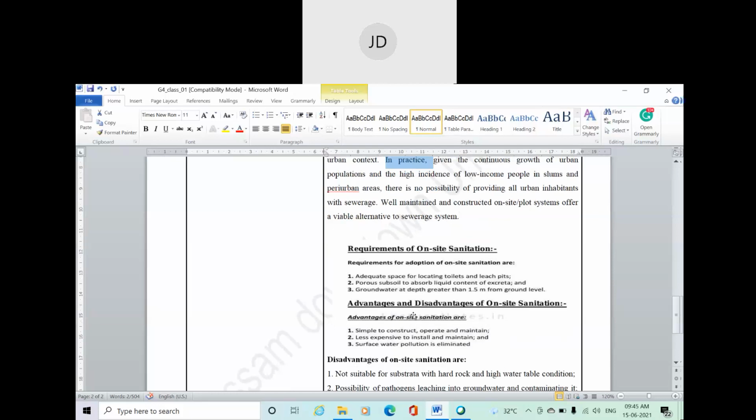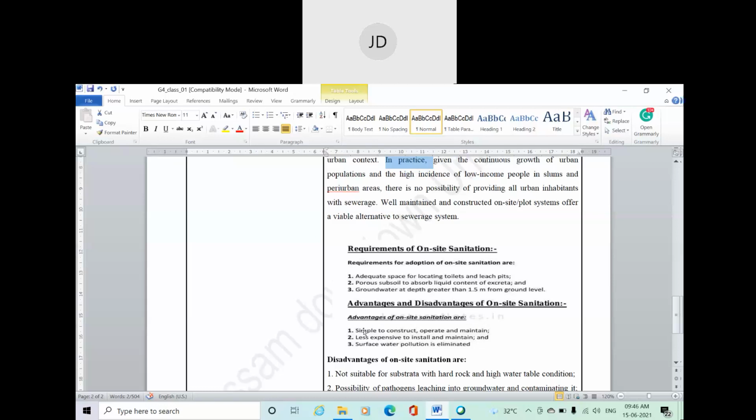Then let's discuss the advantages. Advantages of on-site sanitation are: it is very simple to construct, operate and maintain, less expensive to install and maintain, and surface water pollution is eliminated. So I think this is very simple to understand.